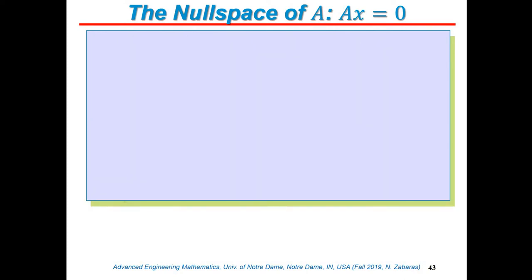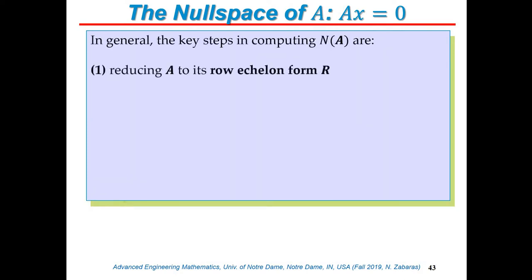In computing the null space, we're going to do the following. We're going to reduce our matrix A to what is called the row echelon form R. Once we do that, this will help us identify the solutions of AX equal to zero. We will be able to identify which columns are independent, those with pivots, and the rest will be free columns corresponding to free variables. For each of them, I will define a special solution of the null space problem where one free variable is one and all the rest are zero. Then I will use AX equals zero to calculate the pivot variables.